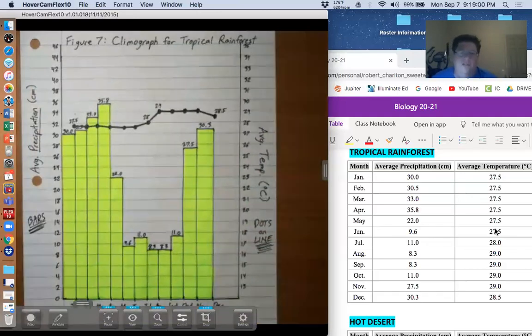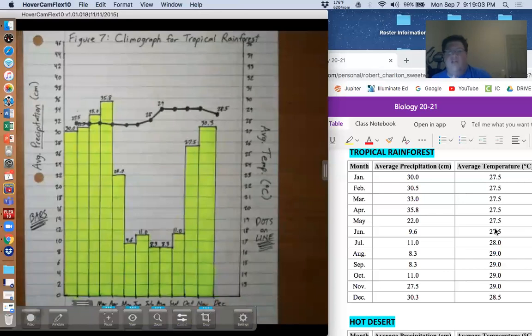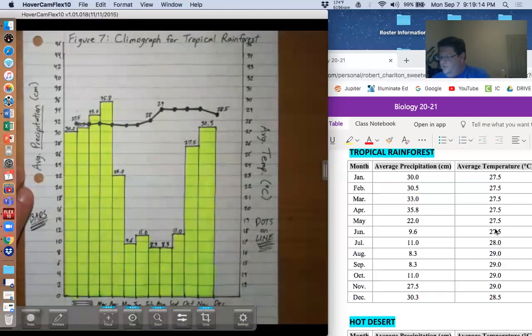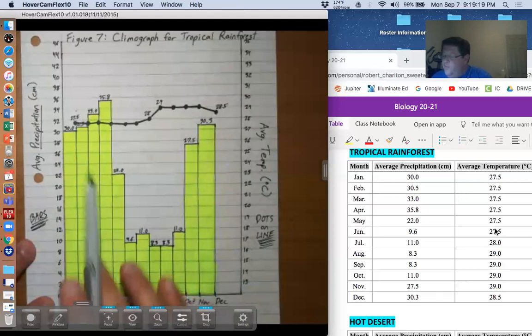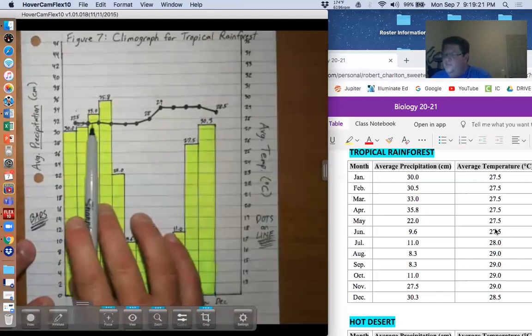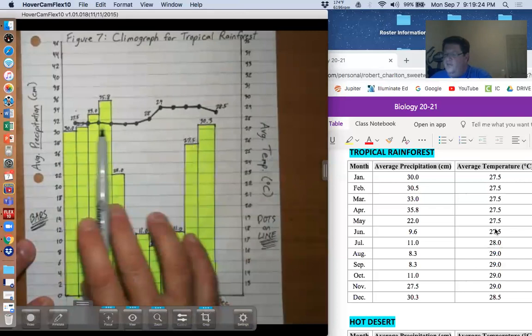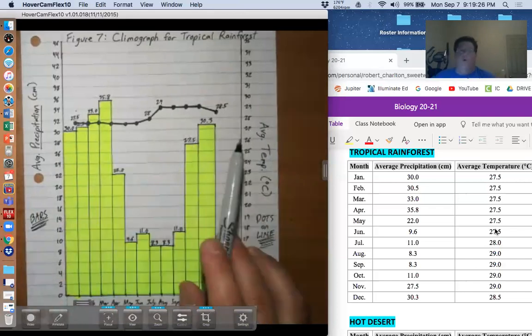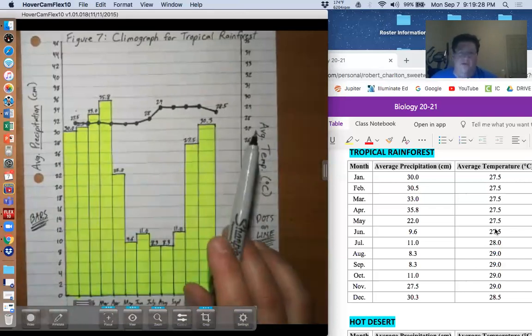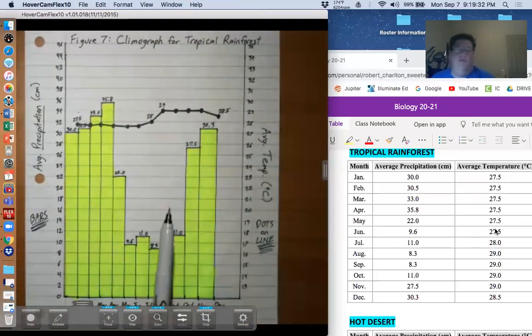Now, you might say, why are we doing this? This tells us everything we need to know about the tropical rainforest. Not only does it tell us, wow, it rains a lot this November through April, and it doesn't rain as much in June, July, August, and September, but look at the temperatures. So even though it rains a lot and doesn't rain a lot, the temperatures pretty much stay the same the whole time. So it's always warm in the tropical rainforest. It's just when does the rain come and when does the rain not come? And that will tell you what's going on when we start talking about the life in the tropical rainforest.